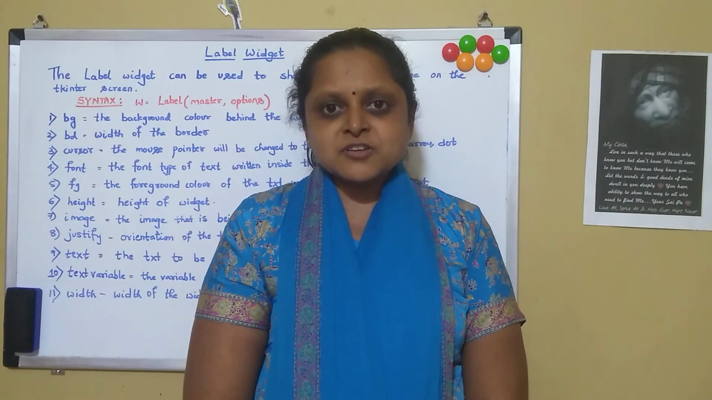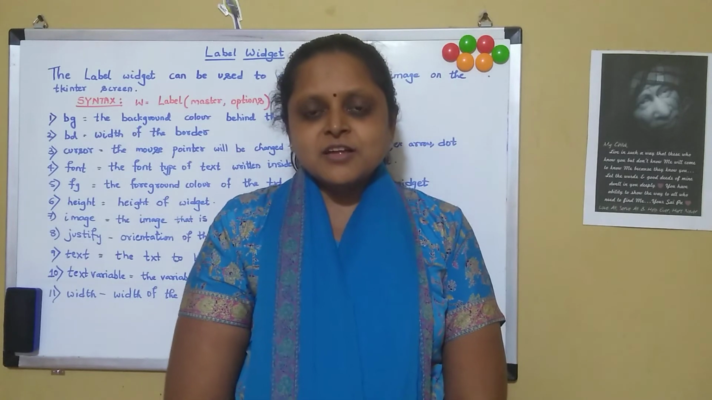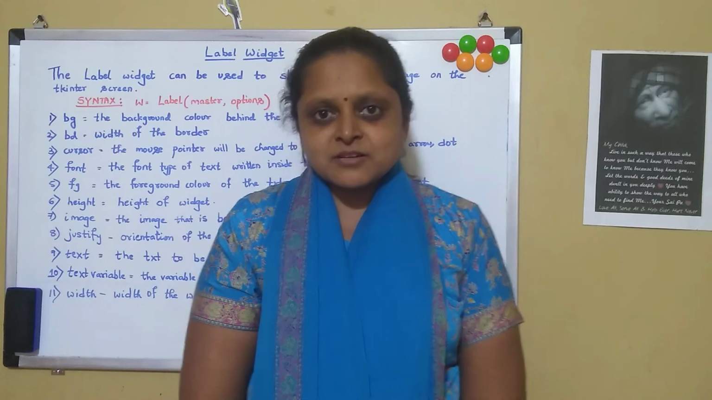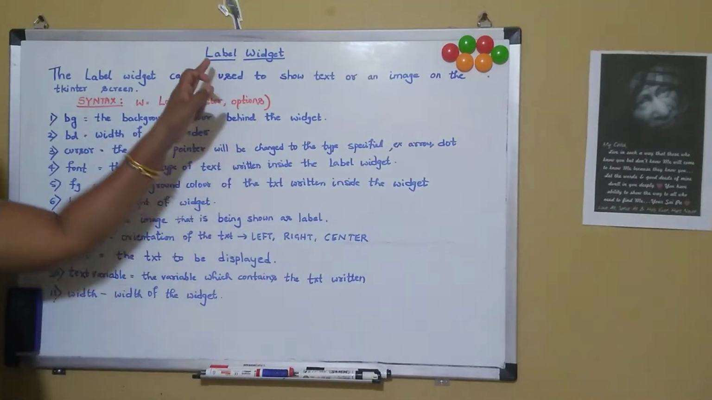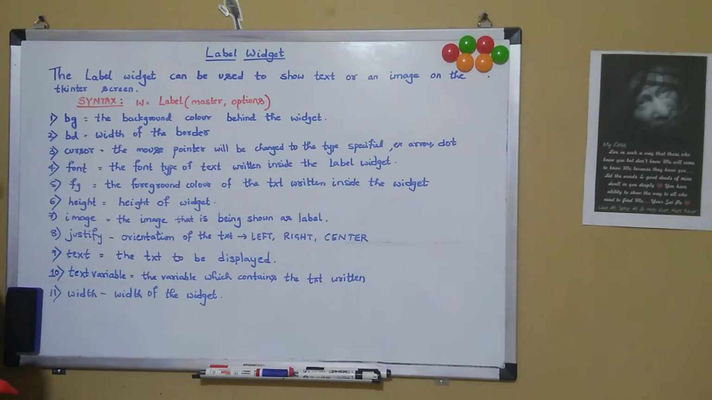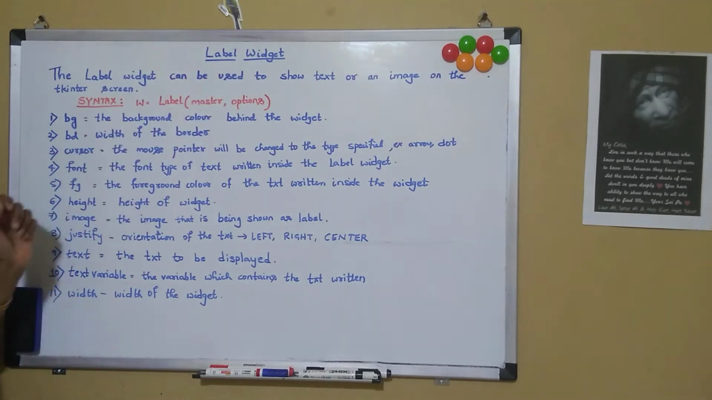In the earlier session, we had seen the geometry managers available in Tkinter. They were the pack method, the place method, and the grid method. In today's session, let's move on to some of the widgets which are available in Tkinter. There are around 20 widgets available in Tkinter. Today, let's look into the label widget.